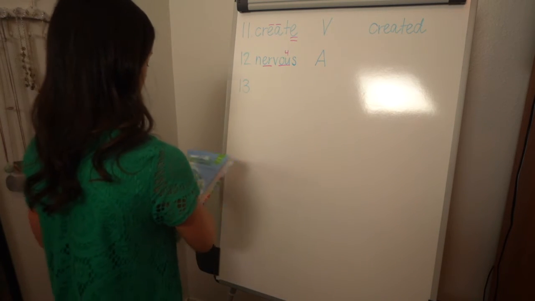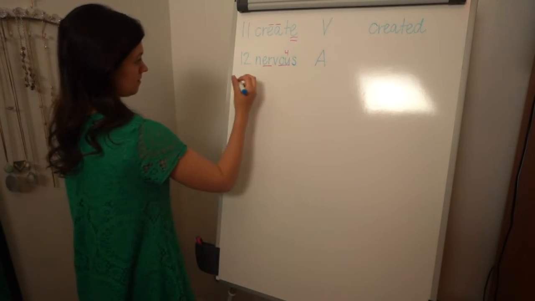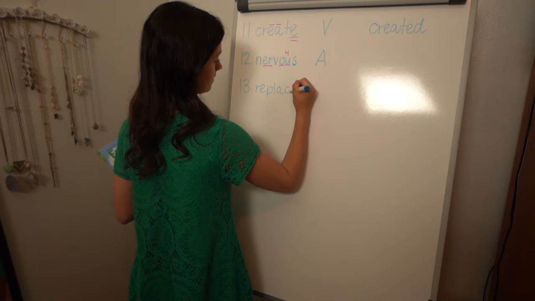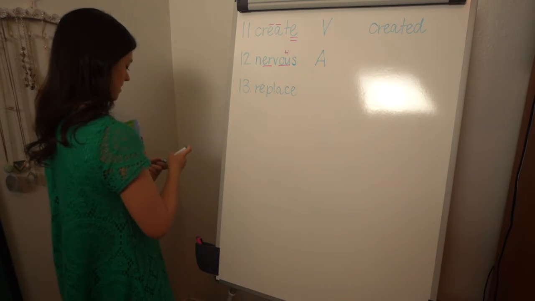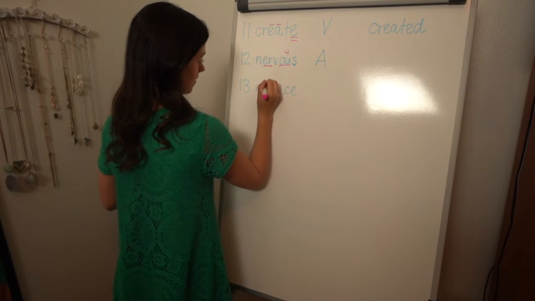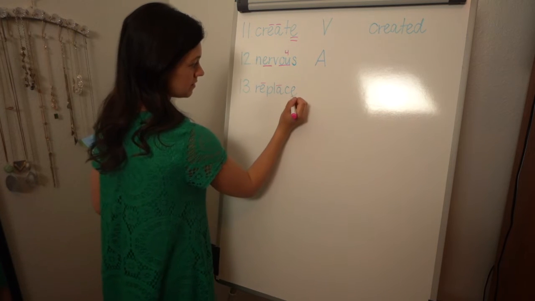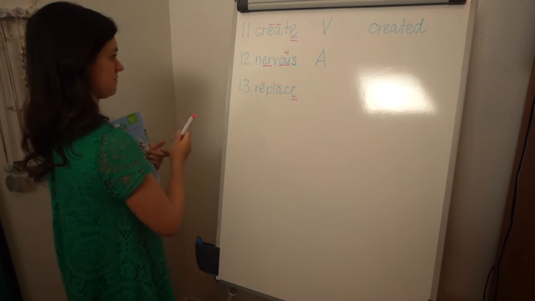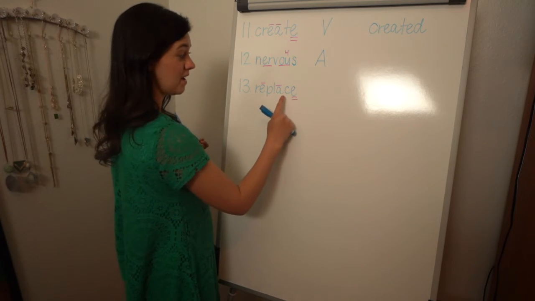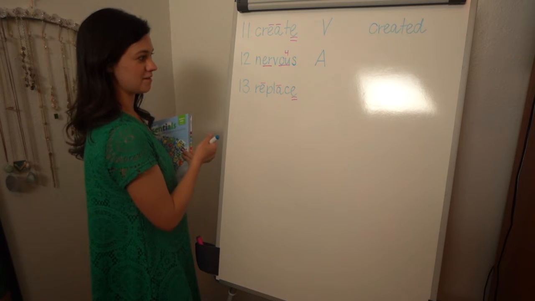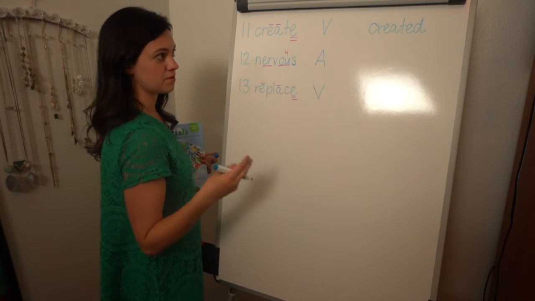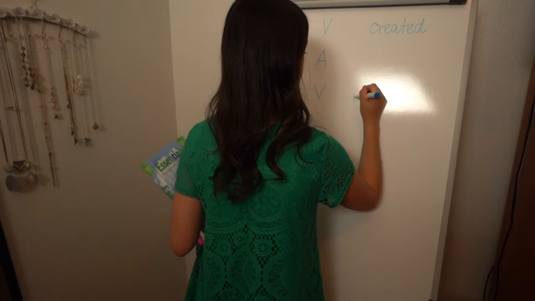All right, replace. Let's write this one together. All right, now to mark this one, replace, we're going to put a macron on top of our E and a macron on top of our A. We're also going to double underline that silent final E. Now you might notice that the silent final E in this word is making the A say its long sound, and it's also making that C say its soft sound. Now replace is a verb, something you do. Now to make it past tense, we would say replaced.